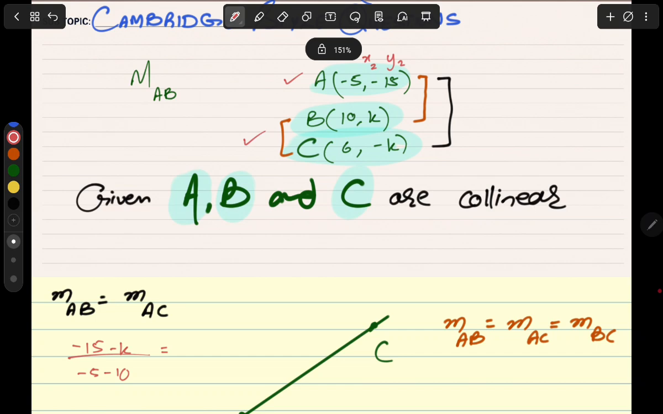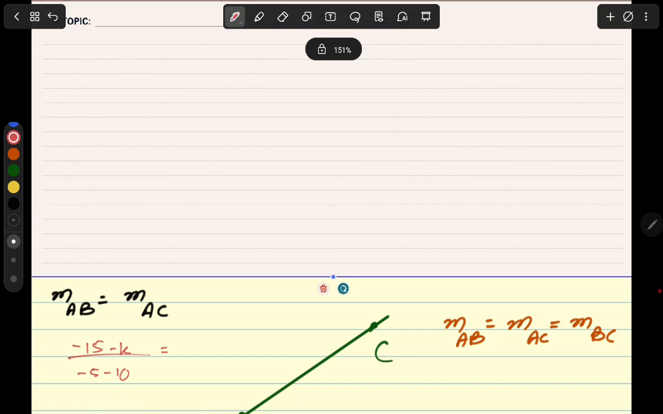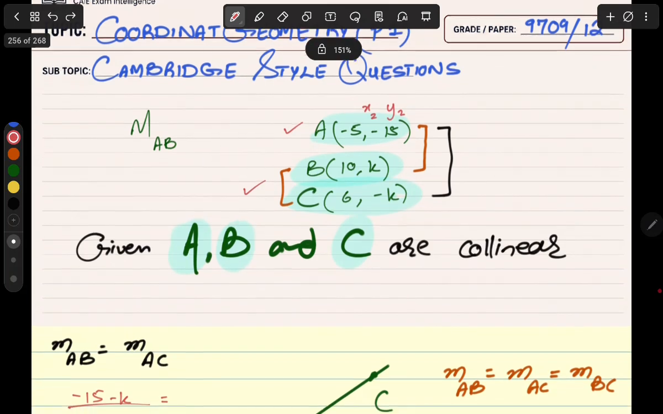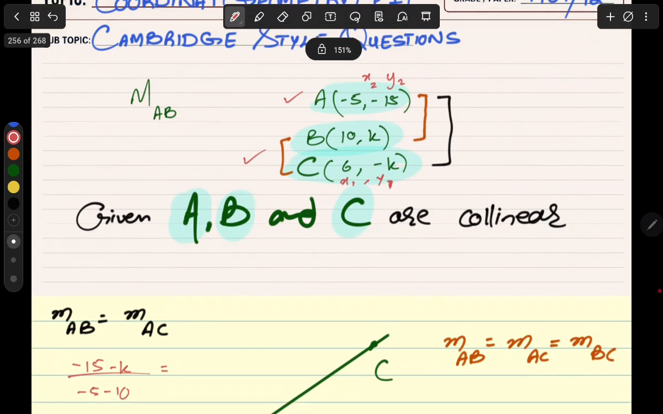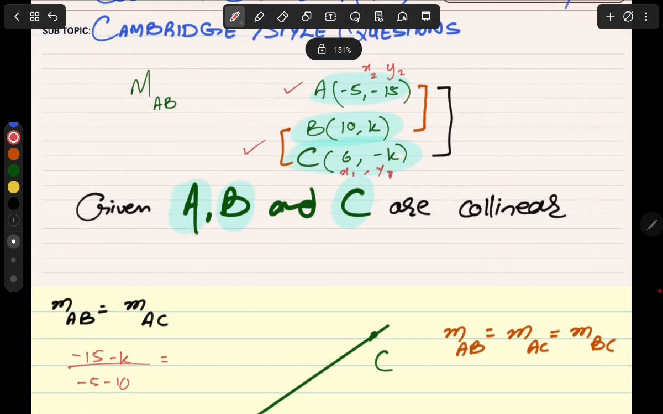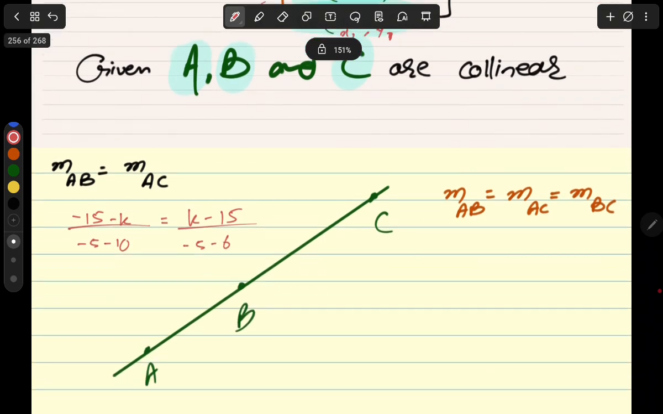So this point and this point, again I'm taking this as x2 and y2. So I'm taking the same as x2 y2. So this has got to be x1 and y1. So y2 minus y1 therefore is going to be minus 15 plus k, because minus minus k is plus k. So this is going to be k minus 15, y2 minus y1 upon x2 minus x1. So minus 5 minus 6. Okay, now what does this give us?